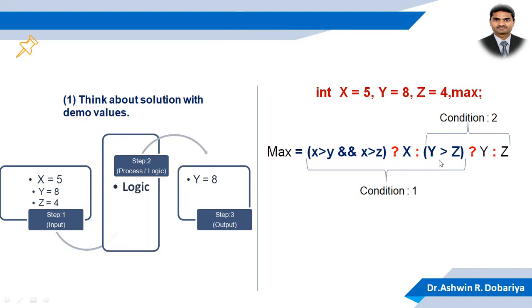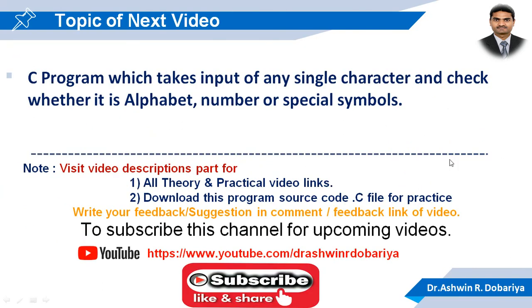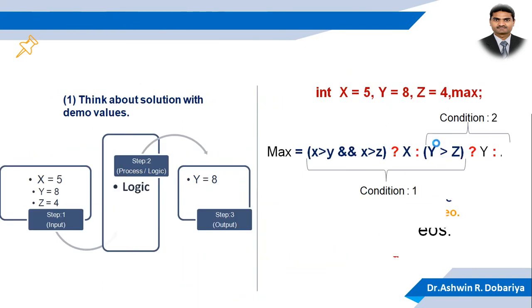But after the colon symbol, again we can write another ternary operator. So you can see it is a nested kind of thing. Here the other condition is: if x is not greater, then we will check whether y is greater than z. If y is greater than z, this condition becomes true, then we want to return y. So after the question mark, it returns y, and y will be stored here in max.